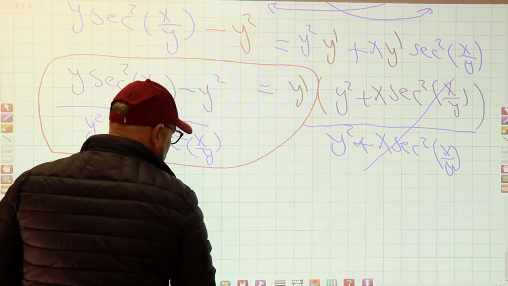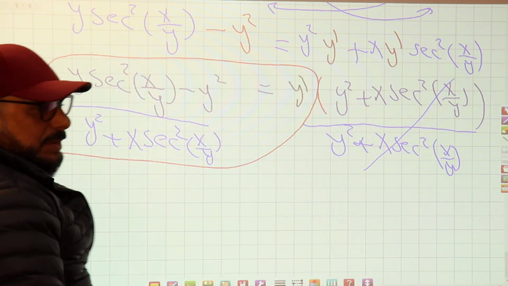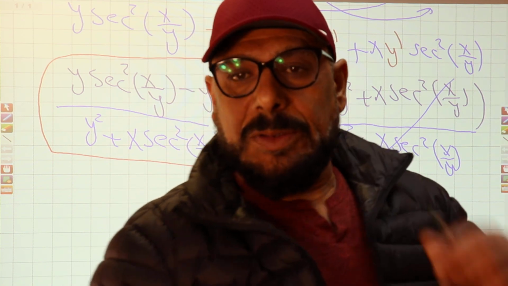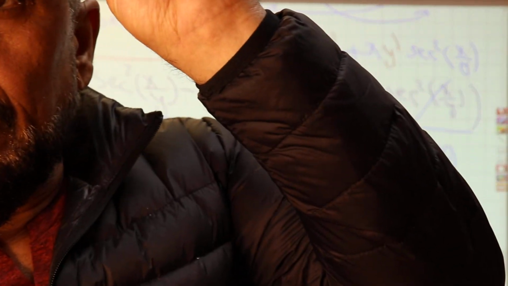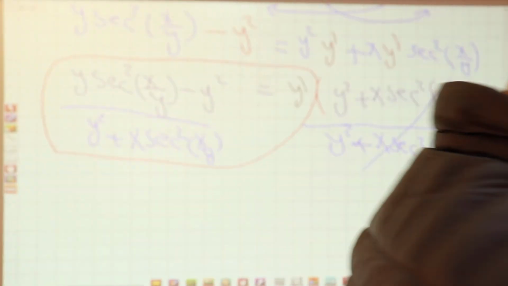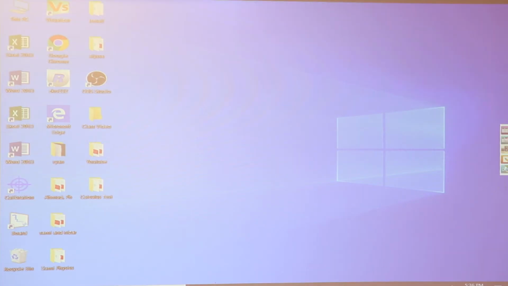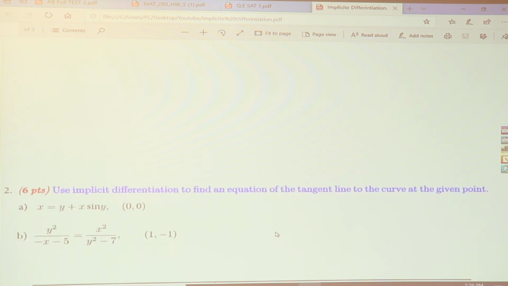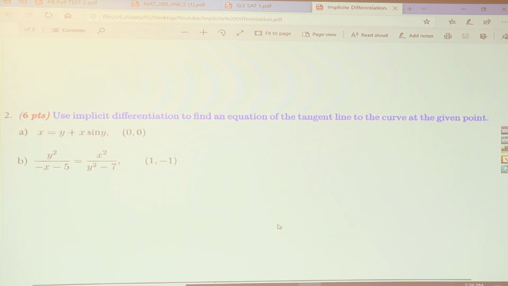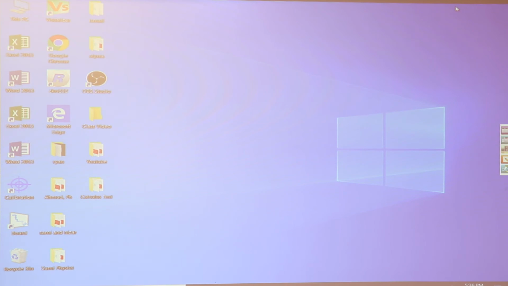Now what do we have more? We have time. Let us see if we have time. Okay, I can do one, let me see if I can do one more problem. Let me see how hard this problem is. Use implicit derivative to find the tangent line, x plus y equals x sine y.